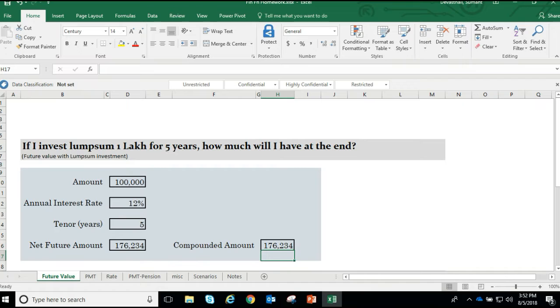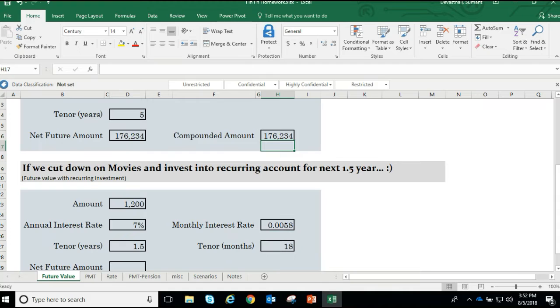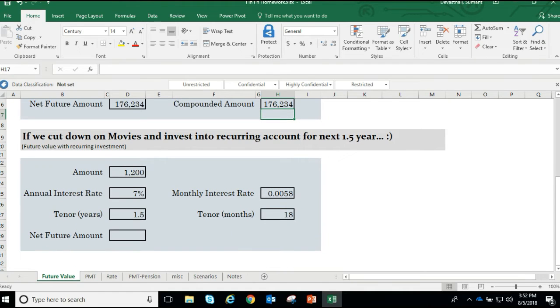pact with his son of cutting down on monthly movies for a year and a half during his 12th and use that money to buy a good mobile. If you see this example, that's what is listed here. If we cut down on movies and invest into a recurring account, a bank recurring account, so let's assume 7% interest annual for 1.5 years, how much will we have at the end, right?